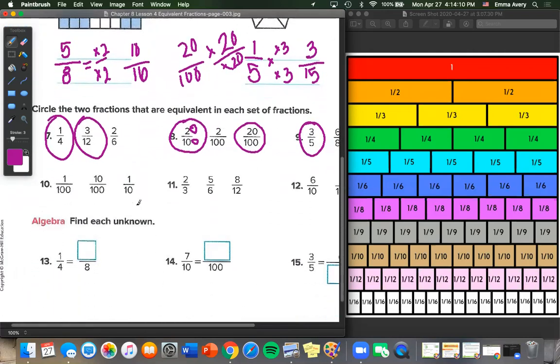On to number 10. We can use that 0 trick again. So let's see, if we add a 0 to the smallest one over here, 10 over 100, well, these two are equal.